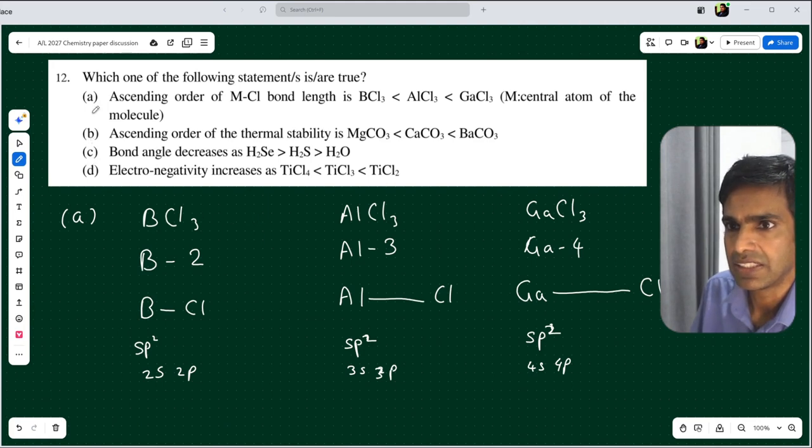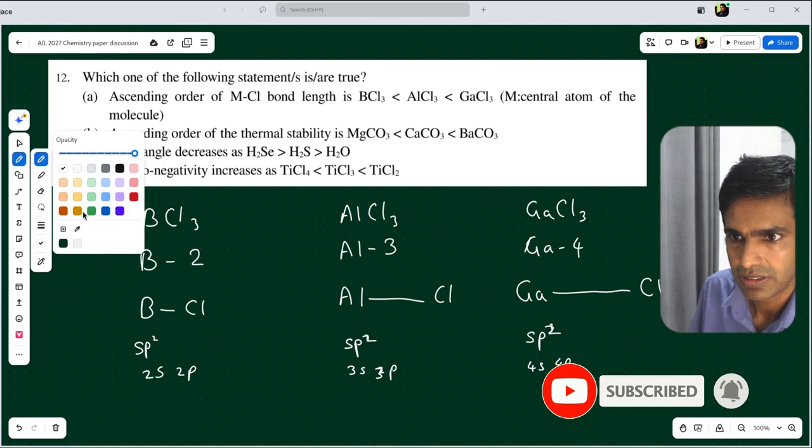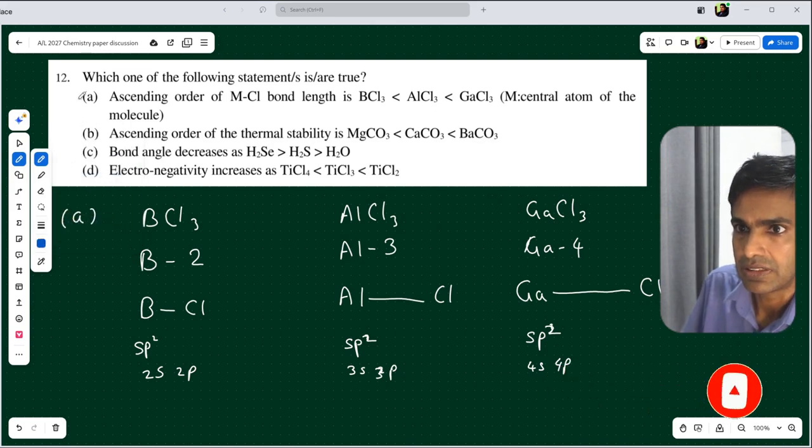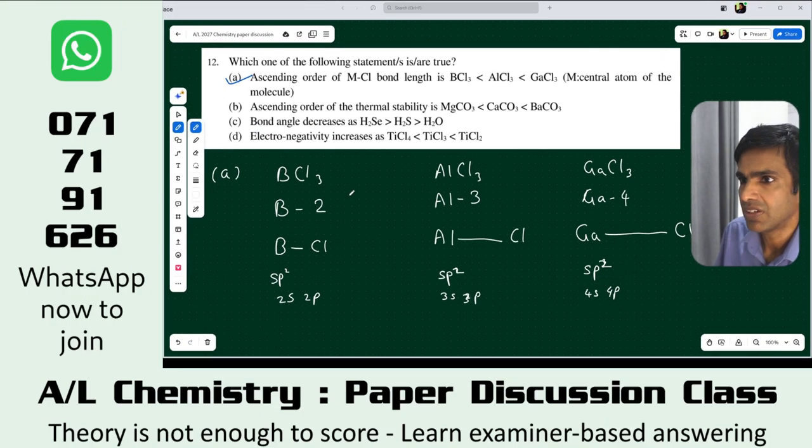So let's check the statement A. Ascending order of MCl bond length is BCl3, AlCl3, GaCl3. So it's clear that statement A is correct. Now let's move to statement B. Ascending order of thermal stability of magnesium carbonate, calcium carbonate and barium carbonate is in that order.